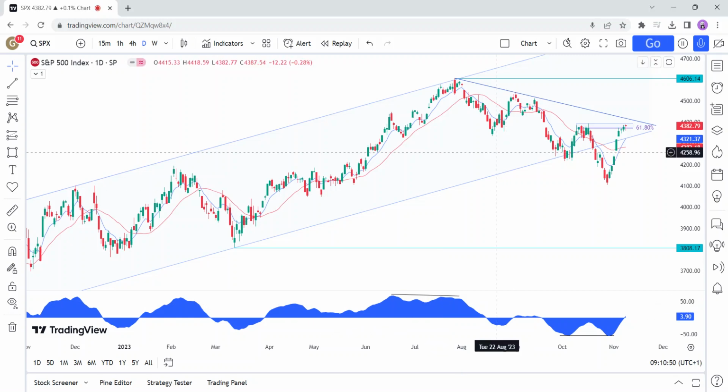Hi everyone, this is a technical analysis on the S&P 500. Let's start with some fundamental background first.